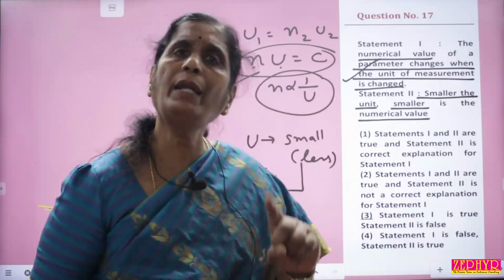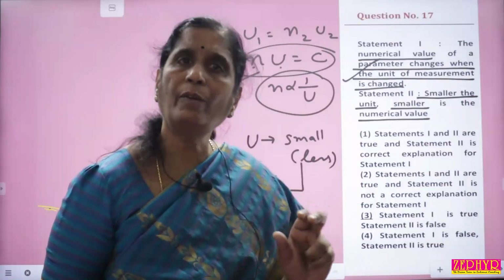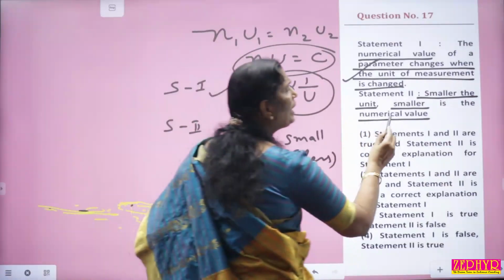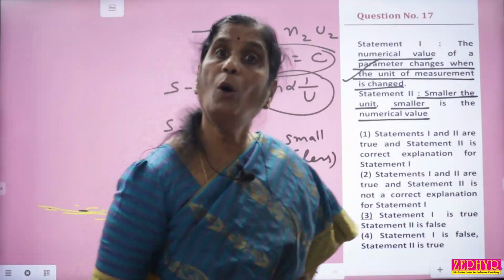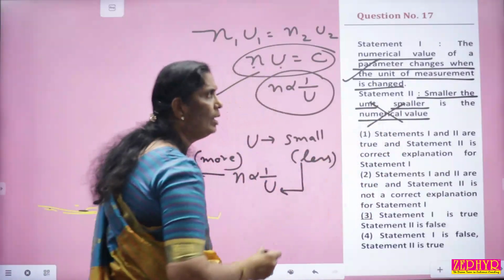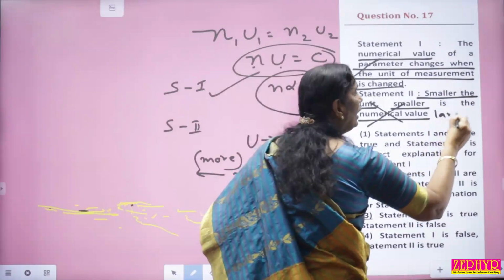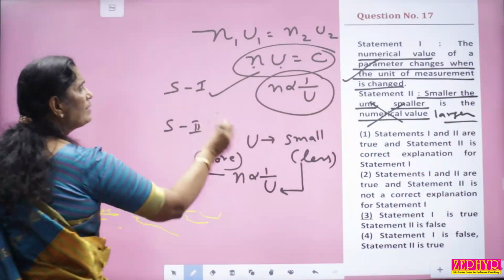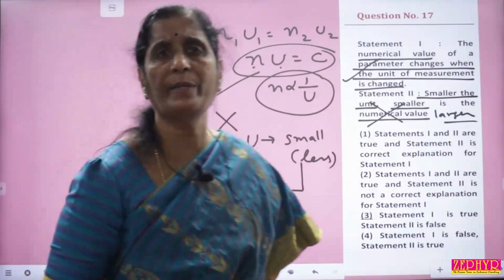Centimeter, 100 is more. Meter, n will be less. They are inversely proportional. So, if the unit is small, the numerical value will be more. So, this is wrong. He is telling wrong. Smaller the unit, larger will be the numerical value. That is the correct word. So, the second statement is wrong. First statement is correct, second statement is wrong.